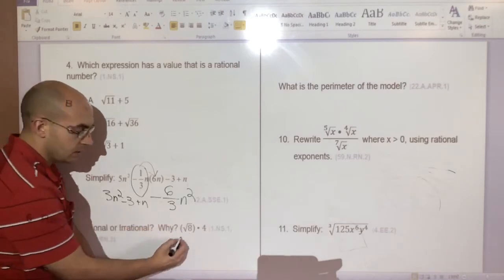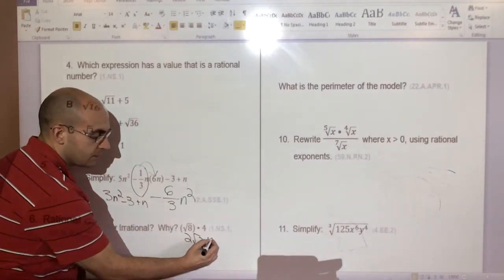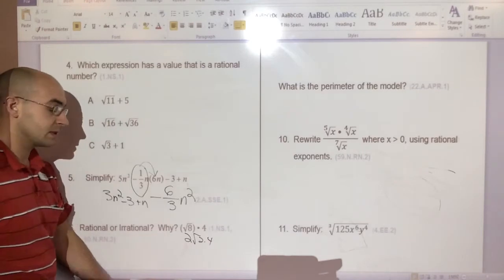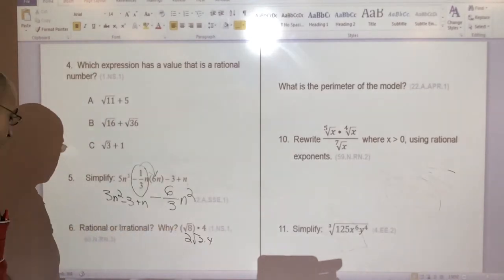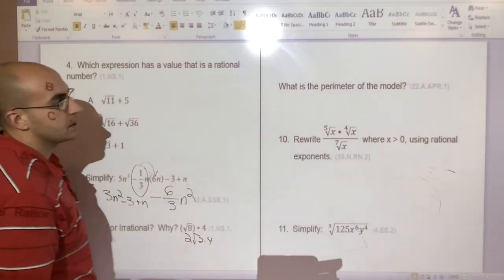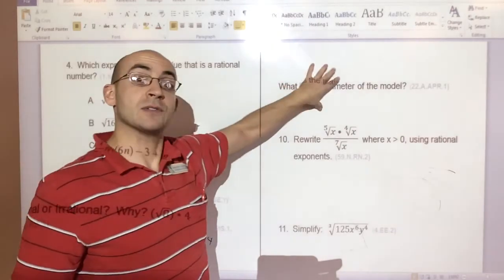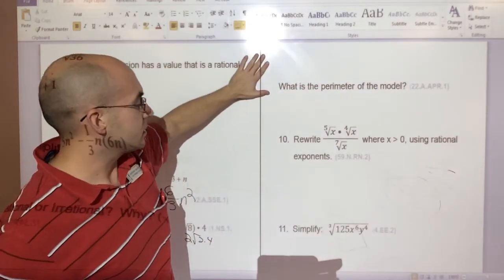That's 2 root 2. So 2 root 2 times 4 gives me 8 root 2. Okay, so we're going to have something irrational here, because of the root 2 sign. All right? Perimeter of the model, so that question with the house was a perimeter. But I don't know if that's going to be like that on the test or not.